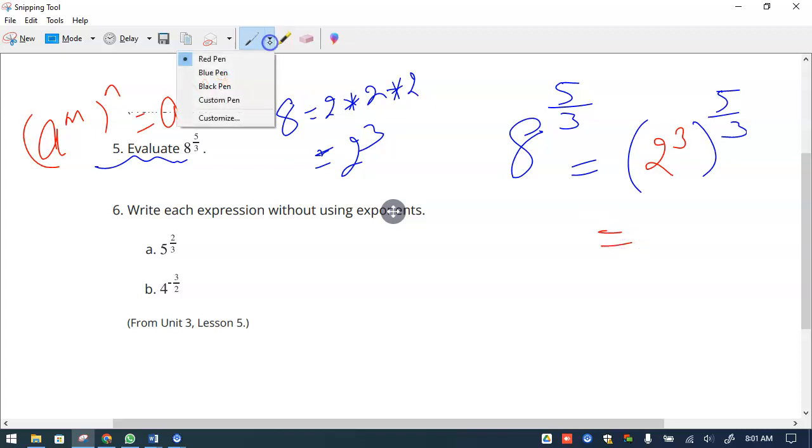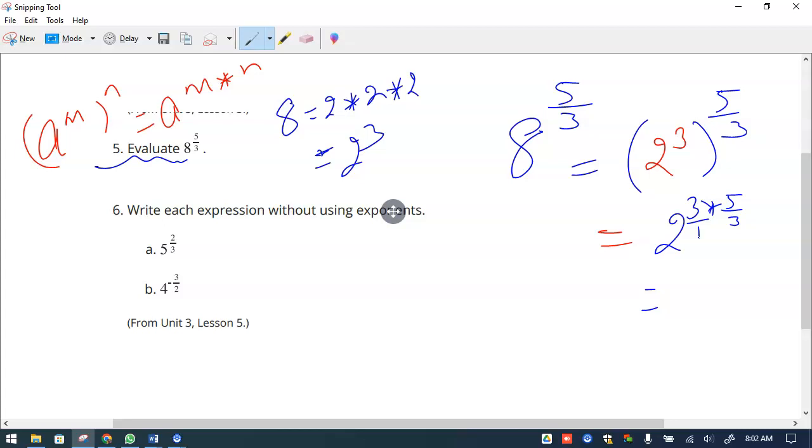So this will be 2 raised to 3 times 5/3, which is the same as 3 times 5 over 3. You can see this is the same as 5, because the 3 over 3 is 1. And 2 raised to 5 is 32 when you're done. The sixth question is next.